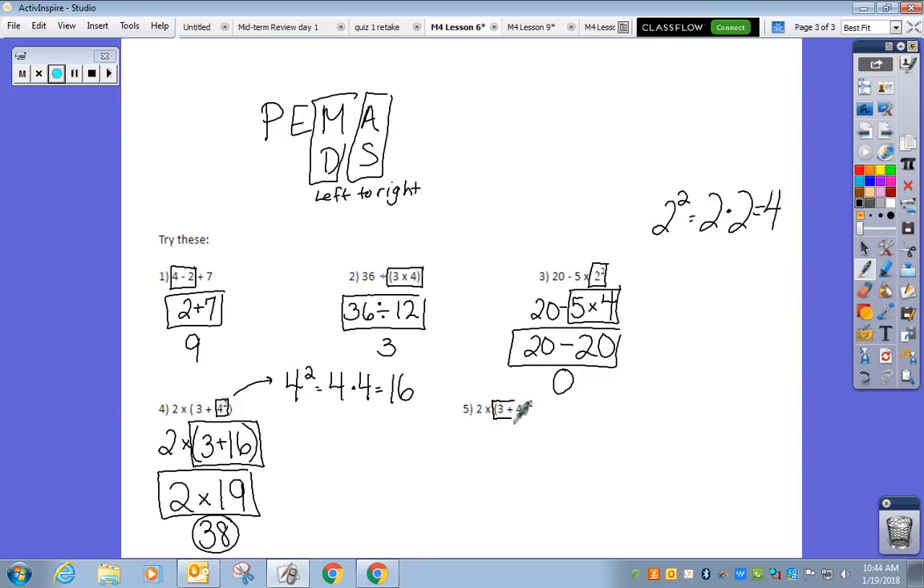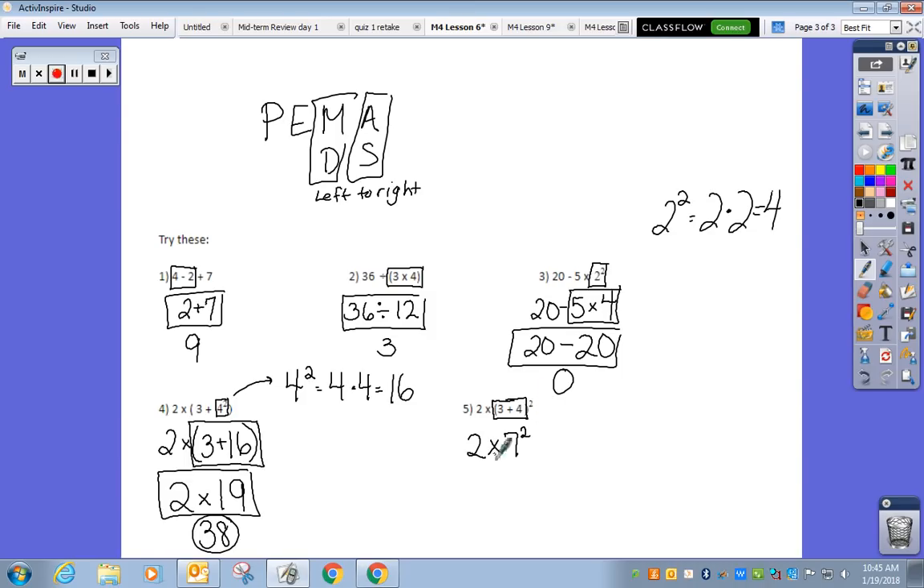There's only one operation inside there, so I'll box in the entire thing. Copy down what comes before the parentheses, 2 times. 3 plus 4 is 7, and then the exponent gets attached to the 7. Okay, so if you have an exponent outside a set of parentheses, do what's in the parentheses first, and then attach the exponent to that.